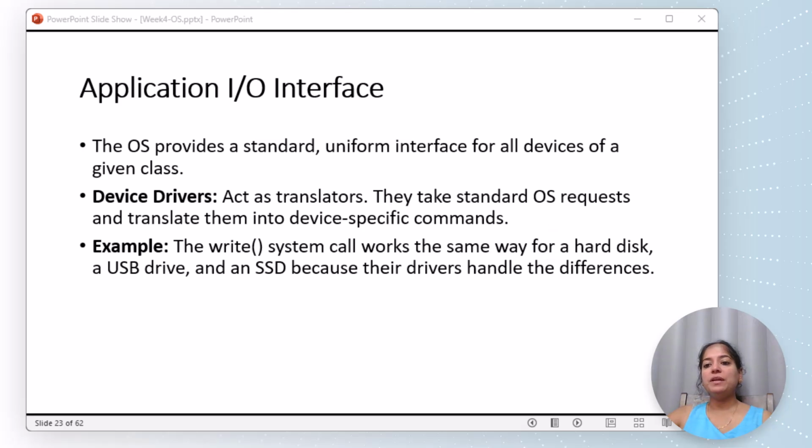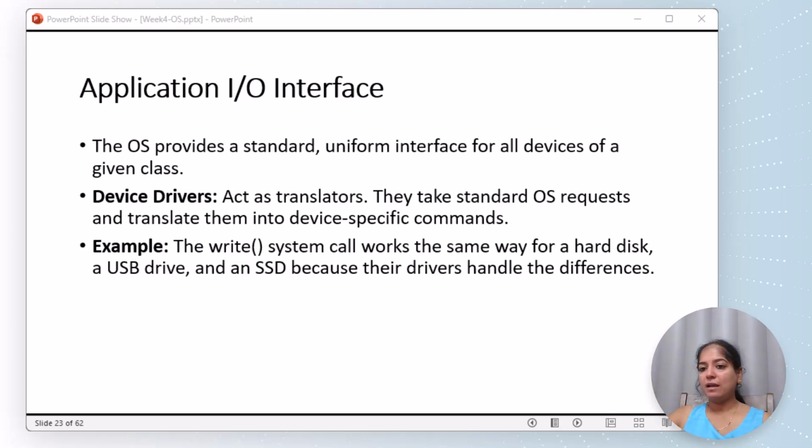Application input-output interface. The operating system provides a uniform input-output interface for applications. Device drivers act as translators. An application makes a generic request like read and write. Drivers convert it into device-specific commands. For example, saving a file looks identical whether on a hard disk drive, SSD, or USB, because the differences are handled by the driver.